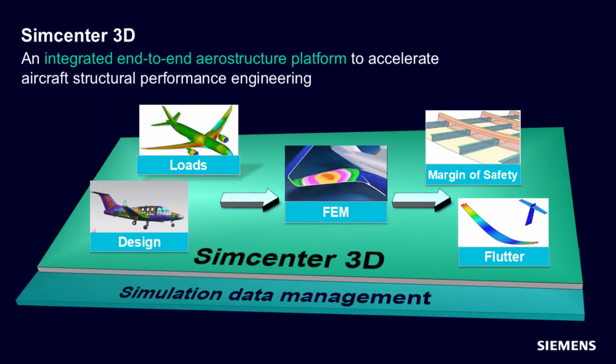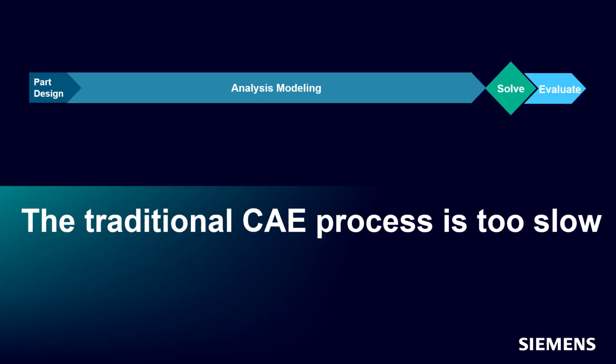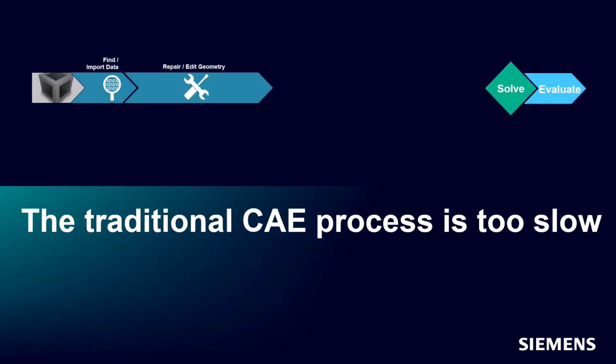Simcenter 3D is an ideal solution for aerostructure analysis. It gives you an integrated end-to-end aerostructure analysis solution covering the global process from design through certification. The comprehensive integrated platform includes advanced simulation modeling, solvers, and data management. Together, Simcenter 3D can help you cover all stages of analysis, such as load calculations and filtering, margin of safety analysis, and aeroelastic analysis.